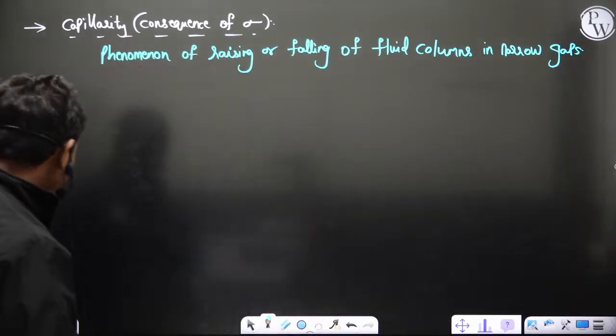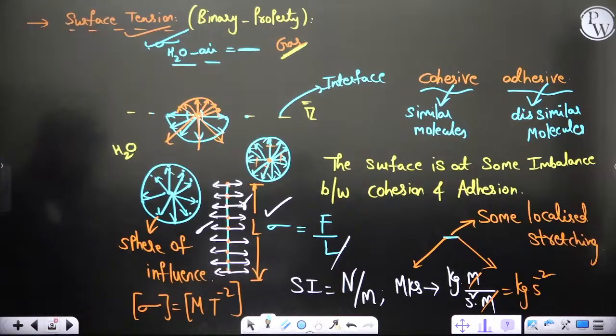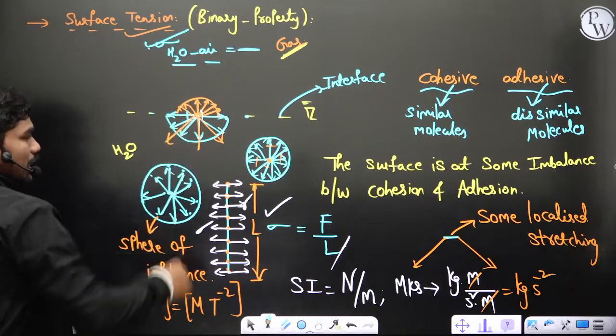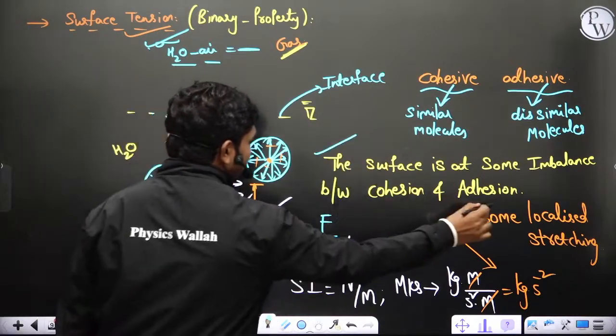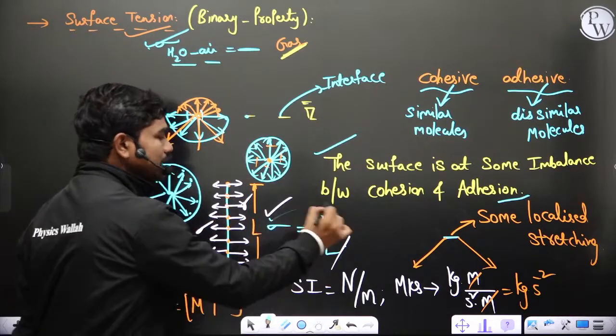Yeah, definitely, Tavan. Look, we have talked about surface tension. Whenever you come to this particular surface, the particles at the surface are in some imbalance between cohesion and adhesion forces, and this measure of cohesion and adhesion imbalance is basically surface tension.